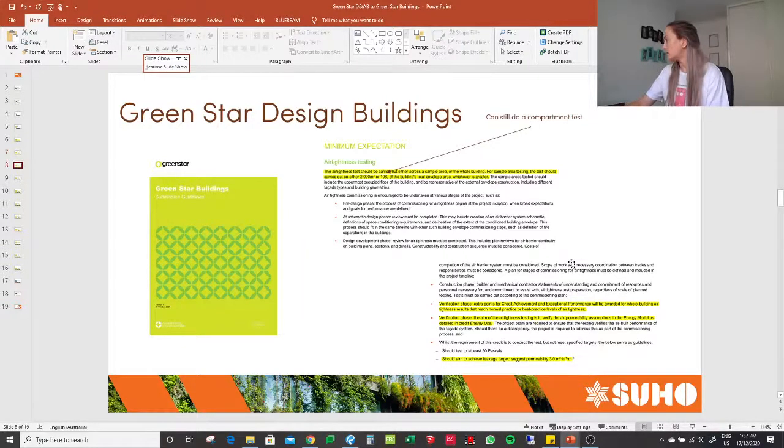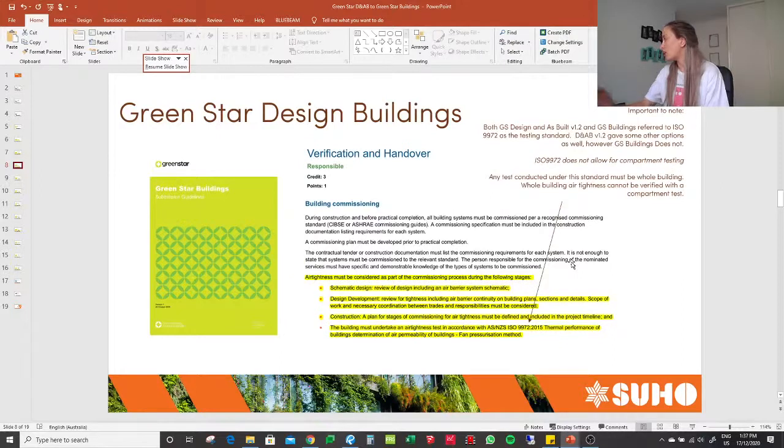The problem with that, I find, is that the standard that is required for this test to be conducted under is ISO 9972. The wording in ISO 9972 is very specific and very particular, and it doesn't allow for compartment testing. So there's a contradiction there.